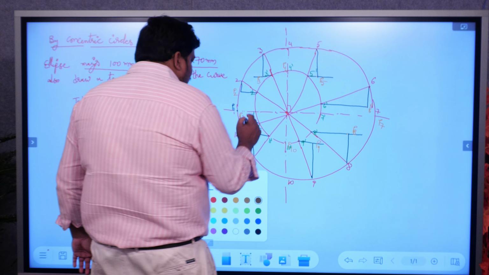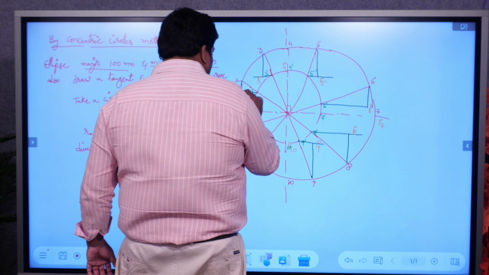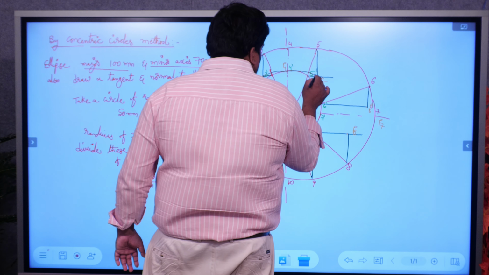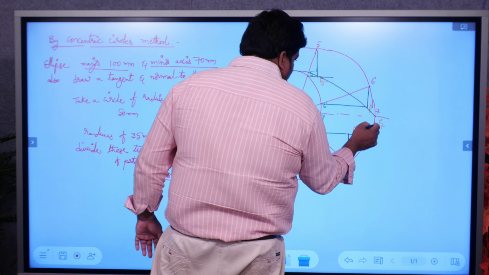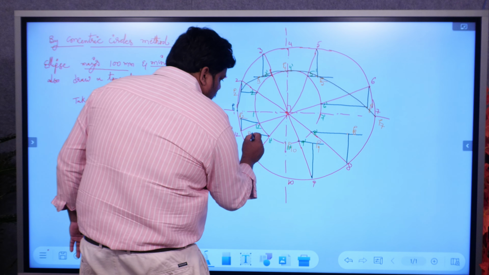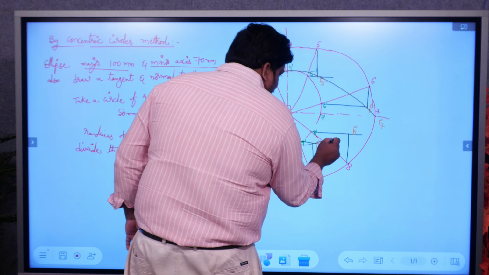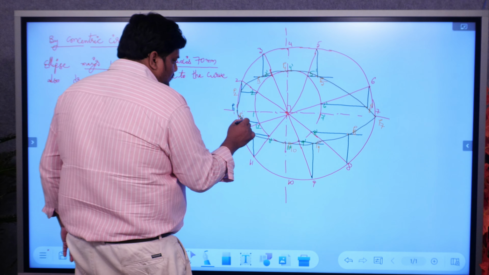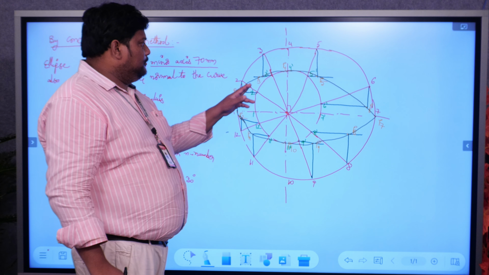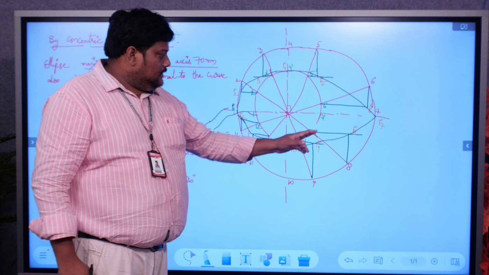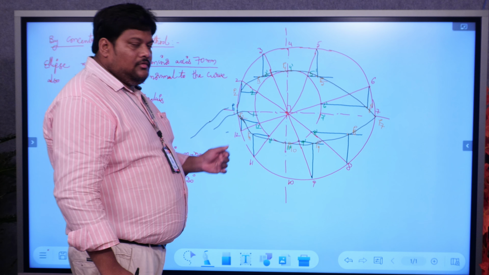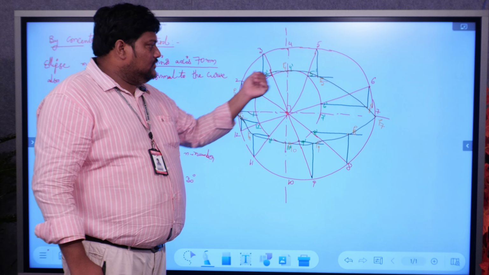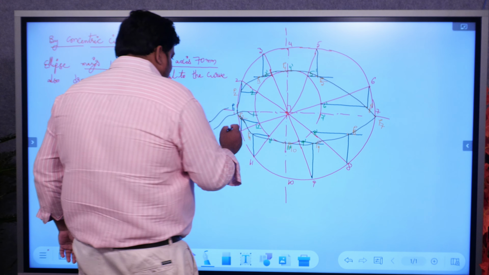Now join these points with one smooth curve. The curve traced by the points is known as an ellipse. All the points from P1, P2, P3, P4, P5, P6, P7, P8, P9, P10, P11, P12: if we join all these points, then the curve traced by the points is known as an ellipse.